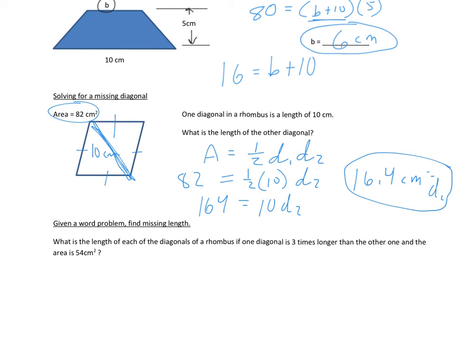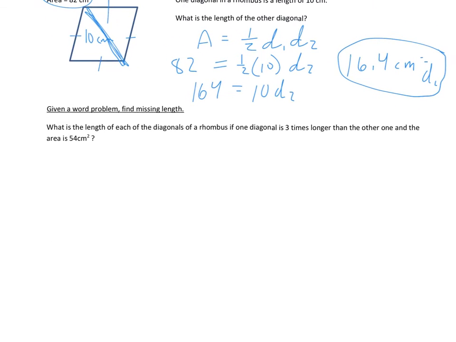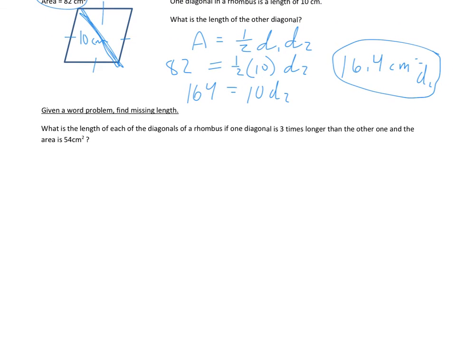And finally, for the last example of the day, it's a word problem. So it says, what is the length of each of the diagonals of a rhombus if one diagonal is 3 times longer than the other one and the area is 54 centimeters squared? Guys, if they ever give you a word problem, just do a quick sketch right here. Just do a real quick sketch of a rhombus. Doesn't even have to be a perfect sketch.